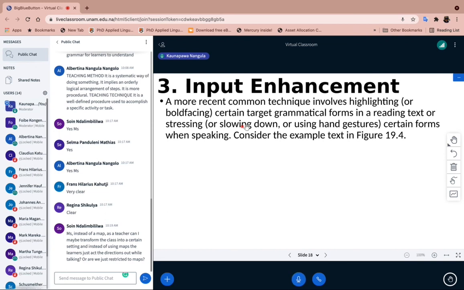All right. So with input enhancement, you are enhancing the grammatical or lexical item that you want them to focus on. You can do it when they are reading: you highlight, bold, italicize, underline, whatever. And when you're speaking and you want them to focus on that grammatical aspect, you put more emphasis on it. Or you can use your gesture as a way to focus on that aspect.